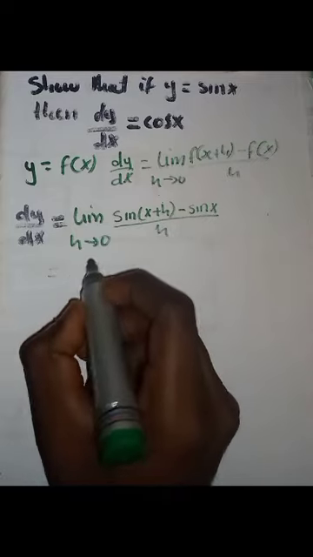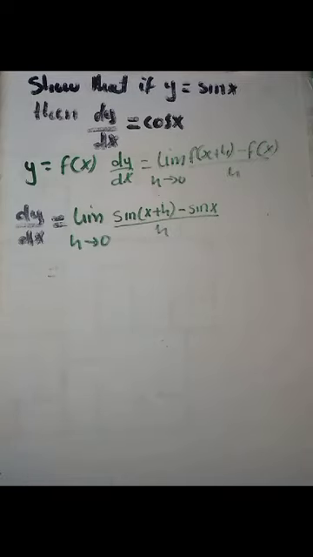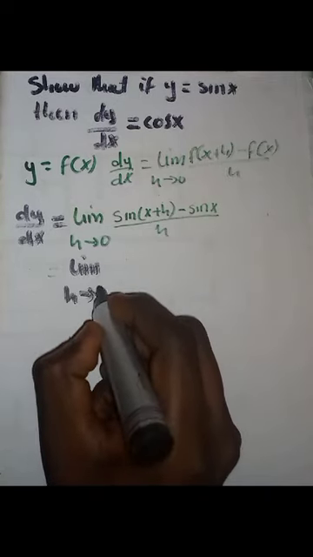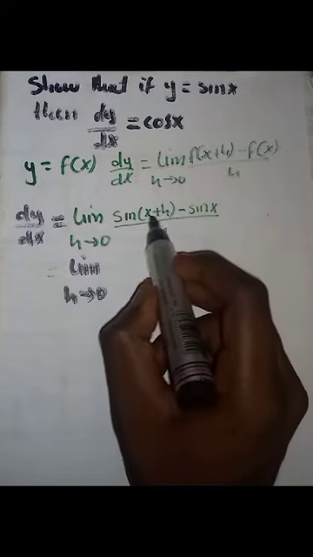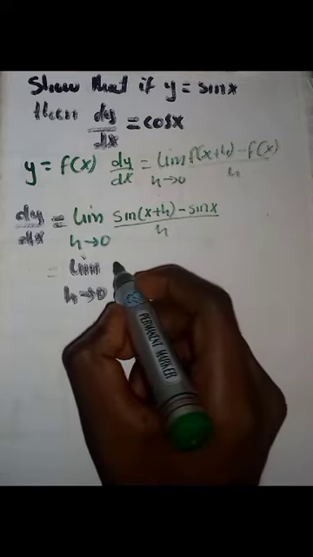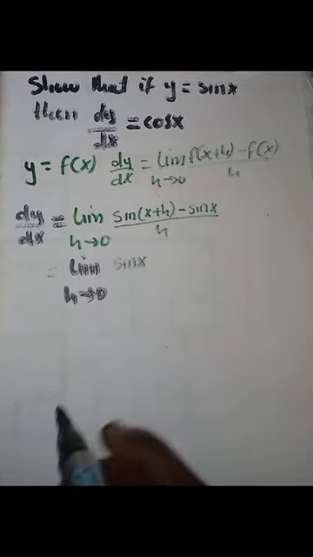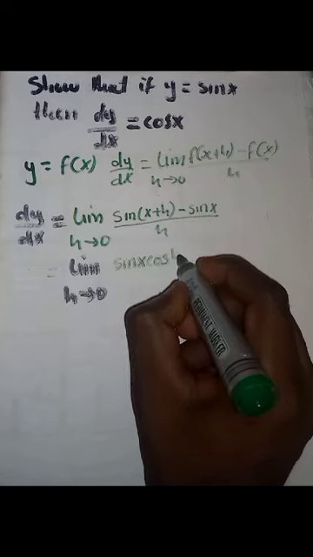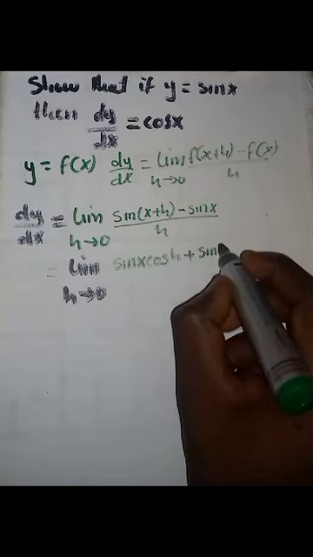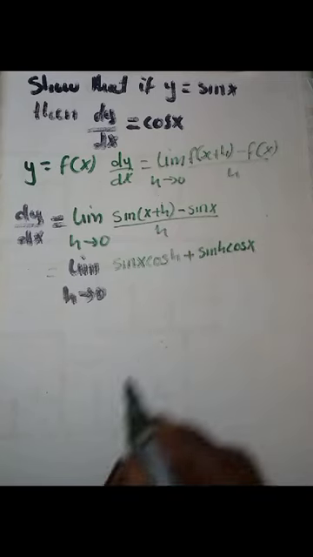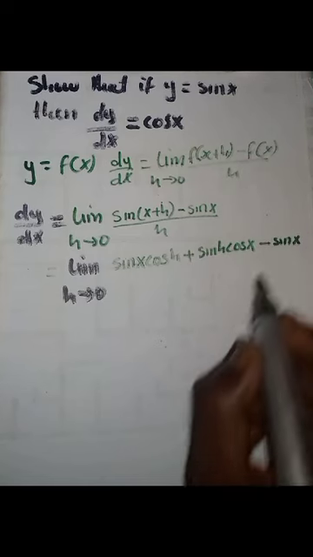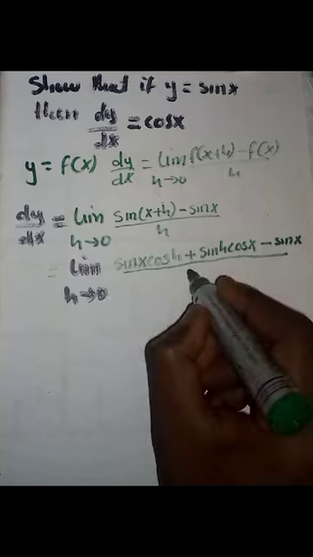So now we are going to have the limit as h goes to 0, and we'll expand sine of x plus h. If we do so, we are simply going to have sine of x cosine of h plus sine of h cosine of x. Good. Then minus this sine x, all of this over h.